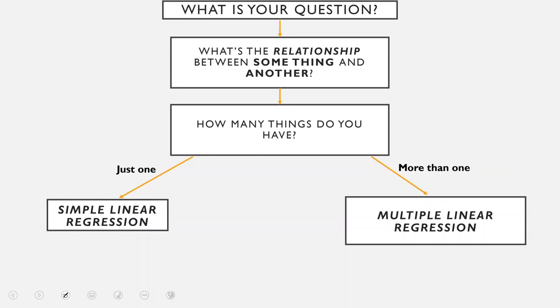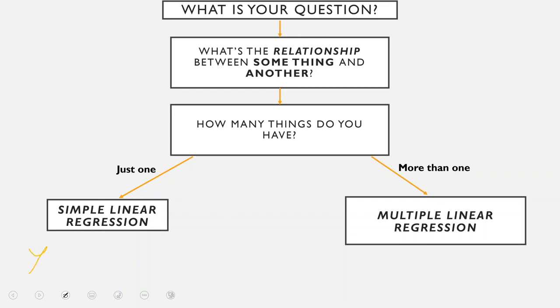Okay, anyway. What's the relationship between something and another thing? I've tried to put this as general as possible, but how many things do you have is the next question. Again, we're only looking at one outcome, one y variable, but we can have at least one predictor, and then we can have more than that. If you just have one predictor, then that's going to be simple linear regression: beta naught plus beta 1 x1 equals y, or y is a function of x in some way. If you have more than one predictor, then that's going to be multiple linear regression.